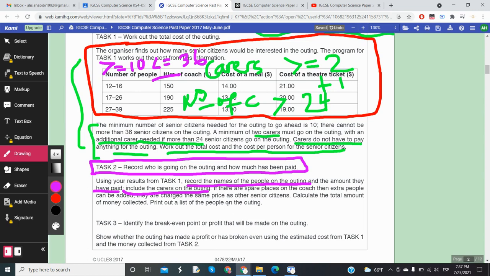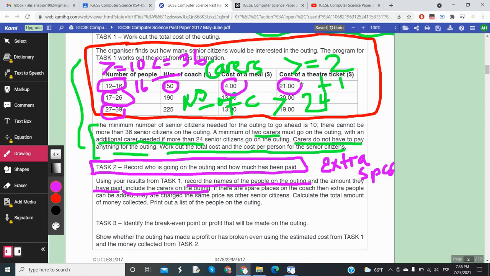paid for. It also says if there are spare places on the coach, then extra people can be added and they are charged the same price as senior citizens. So one very important thing you need to take note of in this one is the extra space. You definitely need to find out the extra space. And how do you do that? Well, whenever you ask them how many senior citizens are going for the outing, depending on what number they tell you, it must fall within this range. And if, for example, it is not the maximum number, for example, from 12 to 16, 16 is the maximum for this particular amount to count.